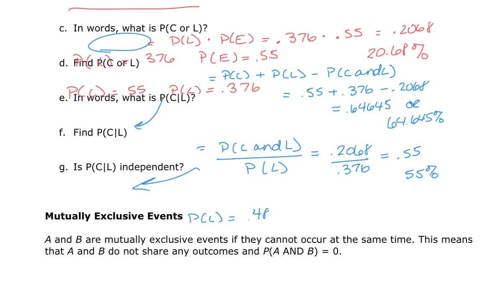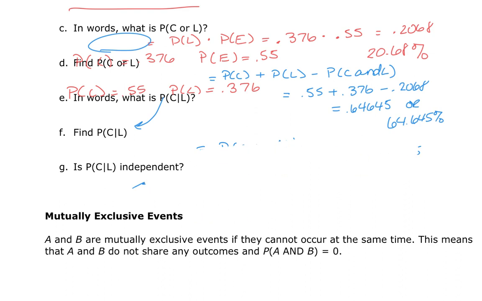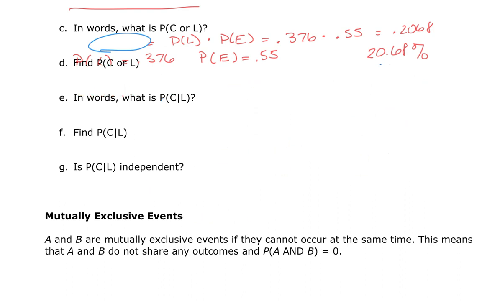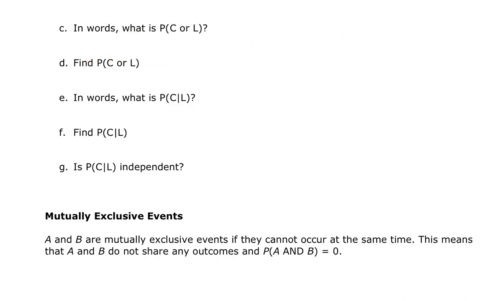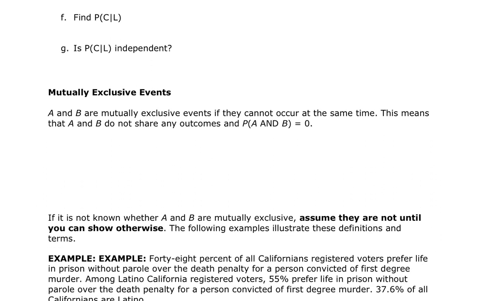Now let's talk about what it means to be mutually exclusive. Independent and mutually exclusive are not necessarily the same thing. What mutually exclusive means is that the events cannot occur at the same time. That means that they don't share any outcomes. So the probability of A and B both happening is 0. They cannot happen at the same time. And we assume that they are not mutually exclusive unless I can show otherwise. So we make assumptions unless we can show otherwise.